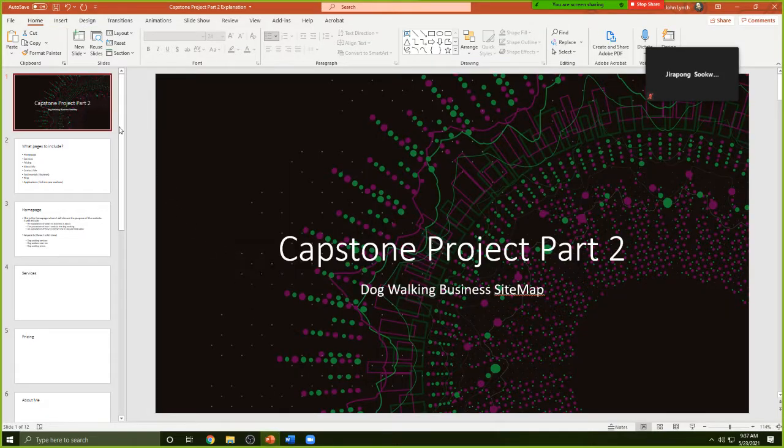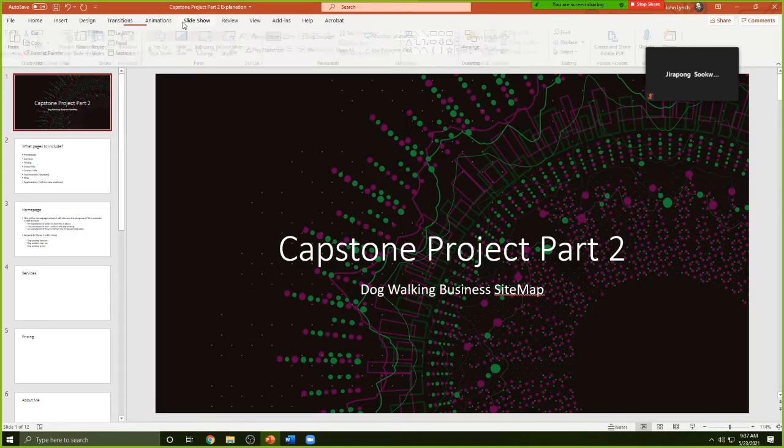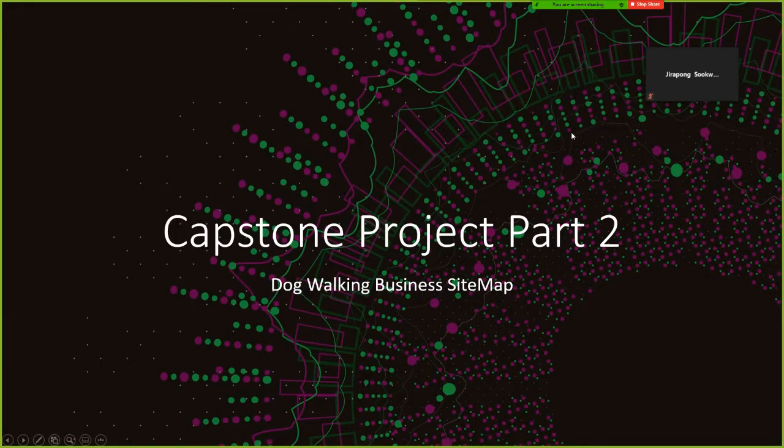Now, how does this actually look like? Well, if I go ahead and try to present this slideshow, we'll see that I just created a small little project 2 fake mock-up thing, and the business idea that I had was a dog walking business. Let's just say that I'm trying to walk dogs in Chicago to make my income.